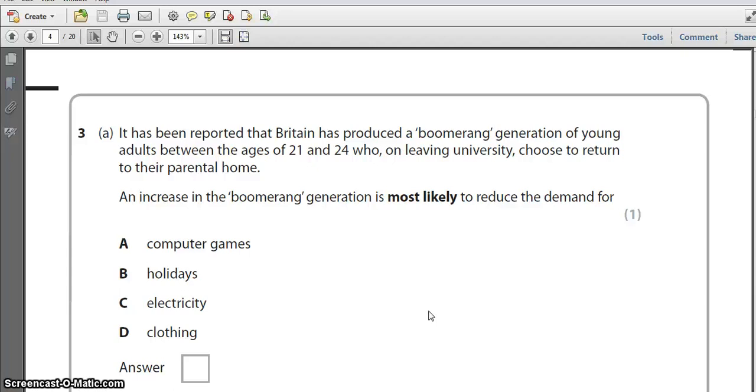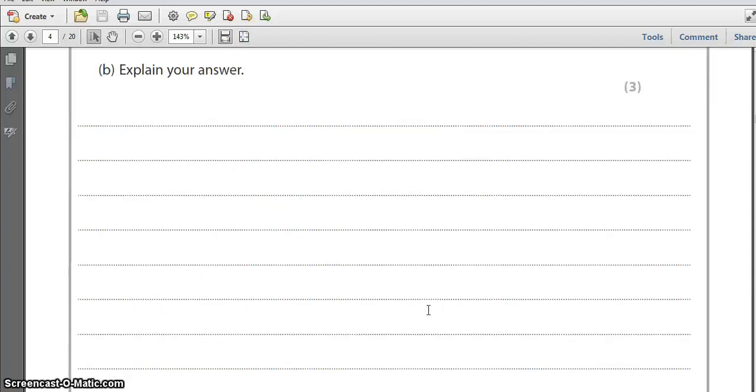There's nothing really to define here because boomerang is already defined in the opening paragraph, so you can't define it again. The reason why it would not be any of the other ones, demand for the other three, computer games, holidays and clothing, would go up, because if you live at home, you're doing that to save money. So that means you've got more disposable income, which means that you'll be able to afford to buy more luxury goods such as computer games, holidays and clothing. So they'd have more money to spend on that, but they wouldn't need to spend money on electricity because it's likely that their parents would probably pay for it because they don't own their own house. So the answer is C.